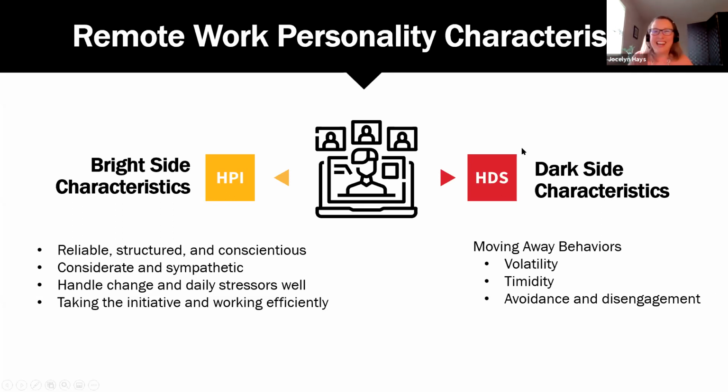From the dark side, the derailers, what we're looking for here is people who are seen as particularly volatile and temperamental, people who are seen as timid and lacking initiative, and people who are seen as overly independent or disconnected. Those tend to be the ones that suffer more in that remote environment.